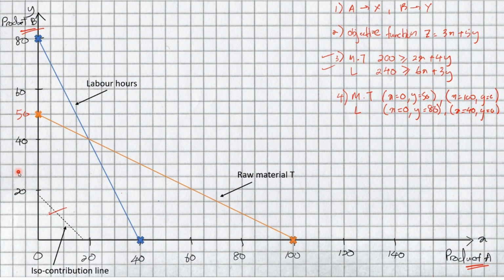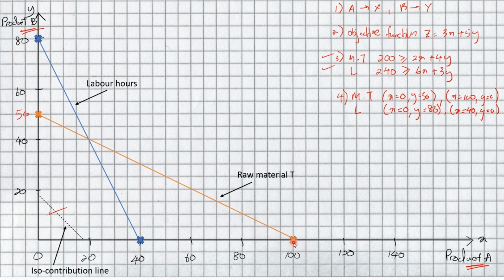Now let's move further into the graph from the left side. Here is another point because the labor hours and the raw material line are intersecting here. This is a feasible point. And let's move further into the graph from the left side and we can identify a point here. And let's move further. Here is another point.